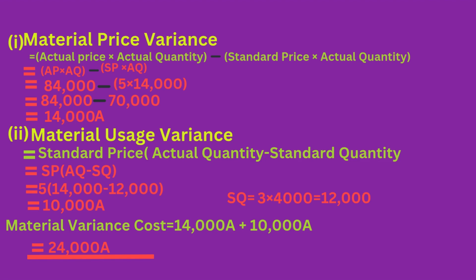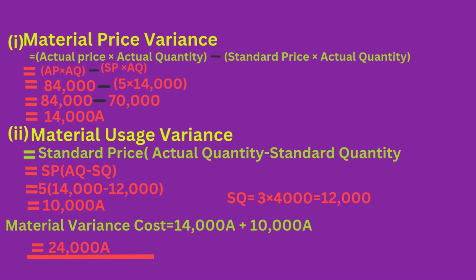Remember, as we've done on the material price variance, wherever the actual quantity is greater than the standard, we say it's adverse. So we have 14,000 which is greater than 12,000, so automatically it's adverse. So we will have 10,000 adverse.